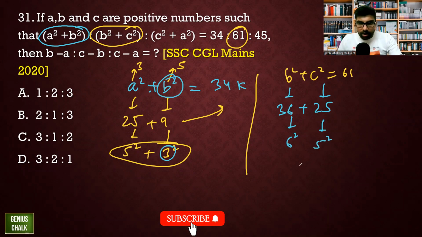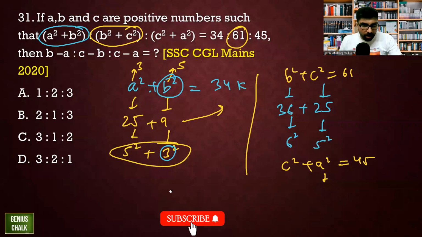C square plus A square, it has to be 45. So what should be the value? Now if I take this A square as 25, then C square must be 20, which is not possible. There is no perfect square of 20, or 20 is not a perfect square. Afterwards, if I take this as 36, yeah, and 9, yeah.